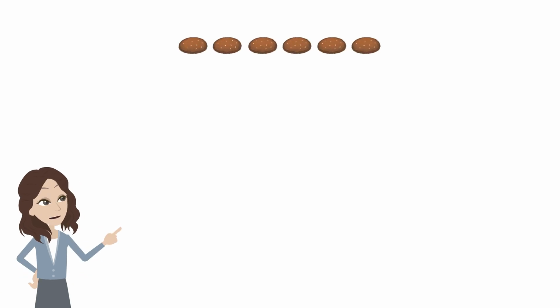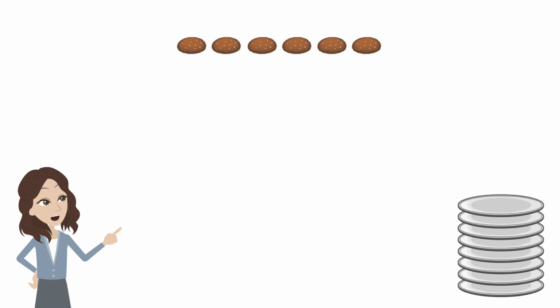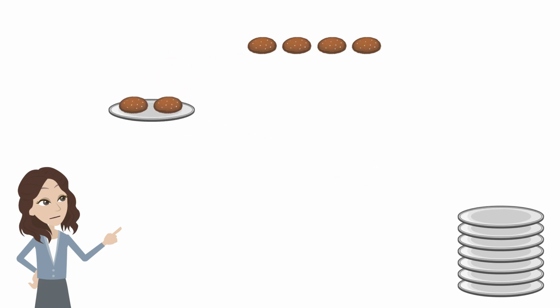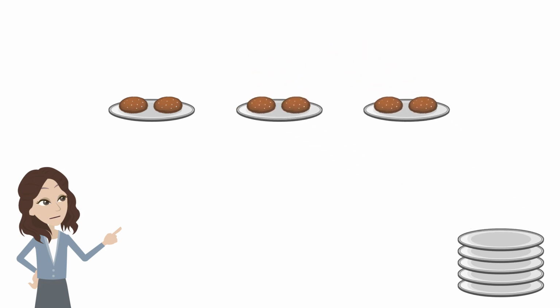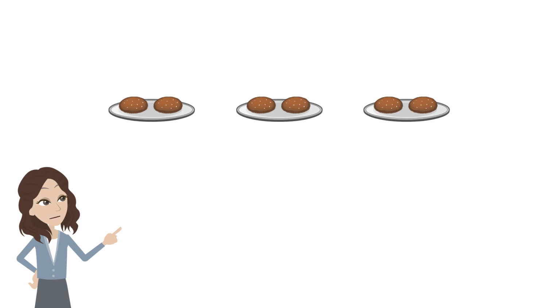There are 6 cookies. Let's share them equally onto plates. If we put 2 cookies on each plate, how many plates will we have? We start with 1 plate, and we place 2 cookies on it. Since we still have cookies that are not placed on plates, we continue to fill up the plates until there are no cookies left. Now all the cookies are on plates. How many plates did we fill up? 1, 2, 3. After filling up 3 plates, there are no cookies left.